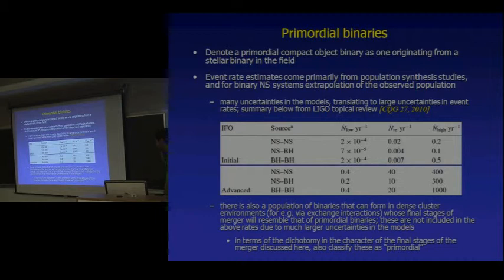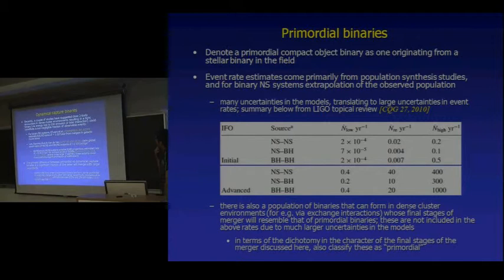And essentially, this is for these primordial compact binaries, and there are certainly a class of binaries that form in dense clusters, binaries formed through two and three body interactions, that in their late stages will look very much like primordial binaries, but these haven't been included in these estimates, in part because the models are very uncertain. So, as I mentioned before, a primordial binary is one that originated as a field binary. So two massive stars in a binary star system, they both, in the end states of their life, collapse down to compact objects, black holes or neutron stars, and then eventually they merge through gravitational wave emission.